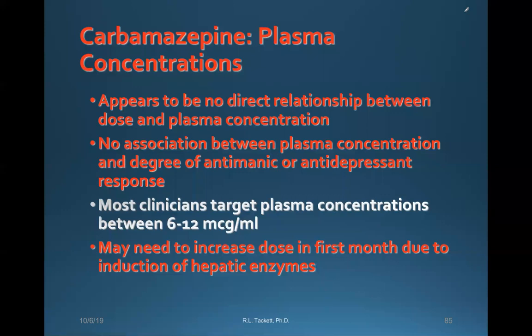The enzyme induction, if it's going to occur, typically will occur within a few weeks, usually 3 weeks to a month. So what we may see is that we're giving them a dose, but our plasma concentration may be lower than what we anticipate. We may start off at 6 to 12 micrograms, and what we may be seeing is that the plasma concentration decreases.